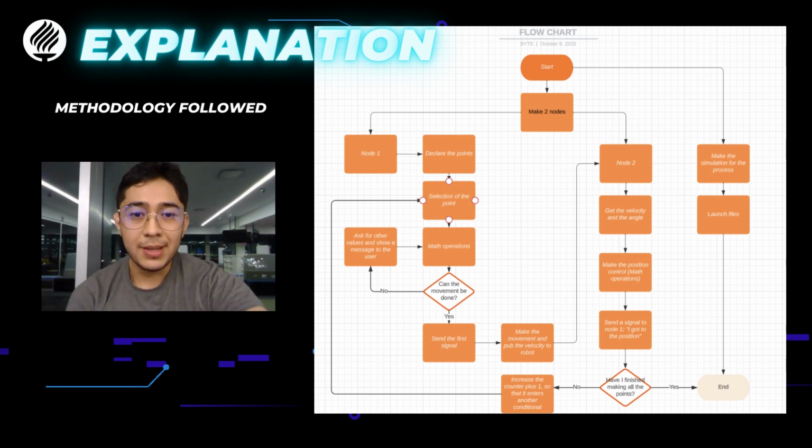The first node is to declare the points and the selection of the points. Once we have the points, it has to make the math operations. Now, can the movement be done? If the answer is no, ask for other values and show that message to the user. On the other hand, if the answer is yes, send the first signal, make the movement, and publish the velocity to the robot.